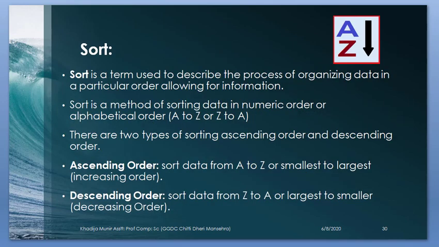Sort. Sort is a term used to describe the process of organizing data in a particular order. Sorting is a method of arranging data in numeric order or alphabetical order, that is A to Z or Z to A. There are two types of sorting, ascending order and descending order. Ascending order sorts data from A to Z or smallest to largest, in increasing order. Descending order sorts data from Z to A or largest to smallest, arranging data in decreasing order.